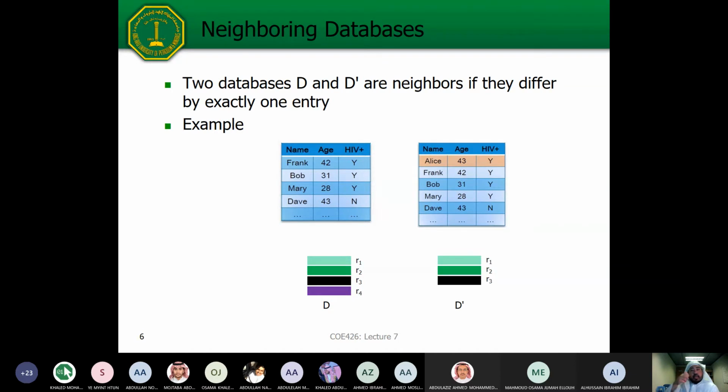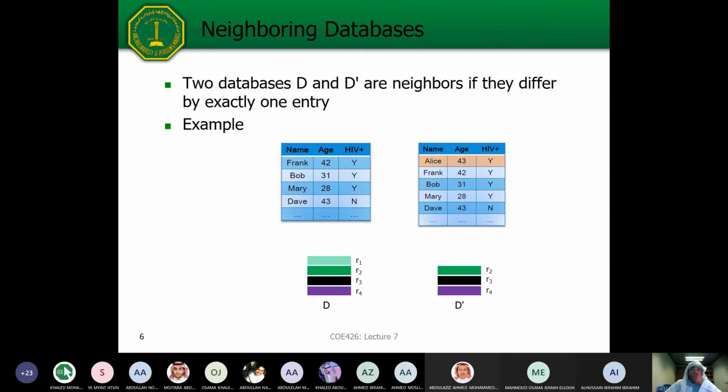See the point? And again, by entry, I mean a record, a row in the table. If we remove, let's say, R1 and R2 at the same time, so in one database we have R1, R2, R3, and R4, and in the other database we have only R3 and R4, these are not neighboring databases. They have to differ by exactly 1 entry.